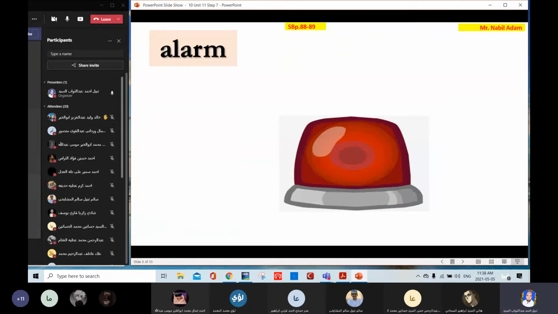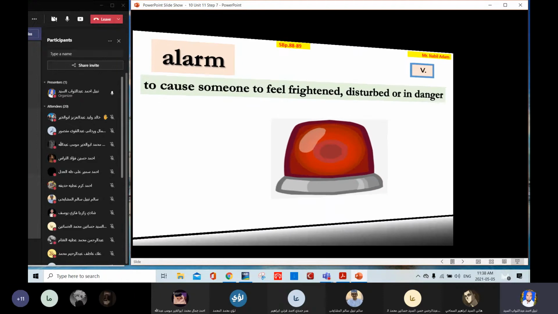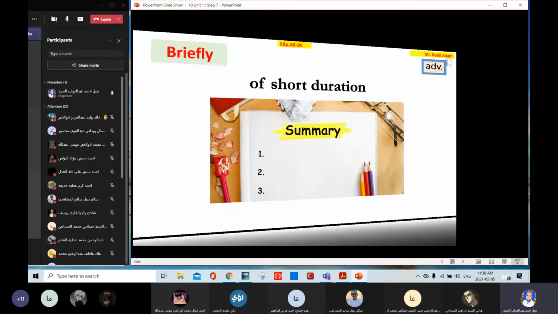Alarm can be a noun or a verb. It's used here in the lesson as a verb. Alarm means to cause someone to feel frightened, disturbed, or in danger. So alarm means warn. Briefly. In short or of short duration. Briefly. As a summary, briefly.